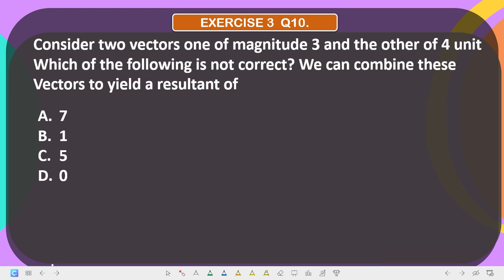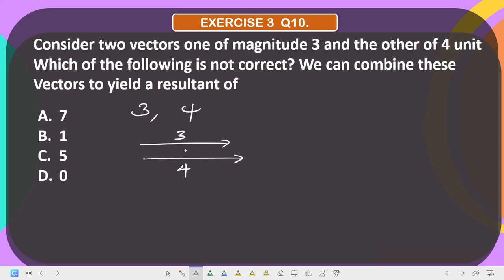Consider two vectors, one of magnitude 3 and the other of 4 units. Which of the following is not correct? We can combine these vectors to yield the resultant of. Now you have two vectors, one of magnitude 3 and the other of magnitude 4. When we are talking about vectors, we said that if vectors move in the same direction, we add them. So let's consider these two as moving in the same direction. Let's say this is 3, which is smaller, and then this is 4.